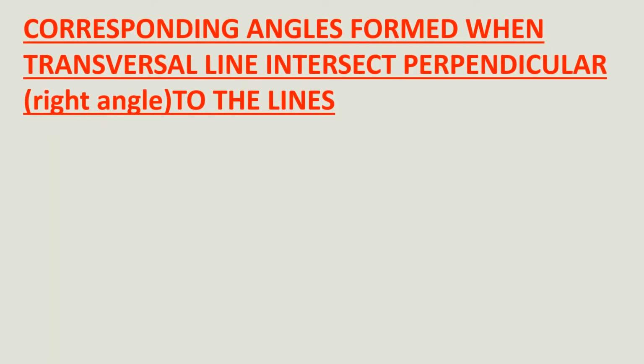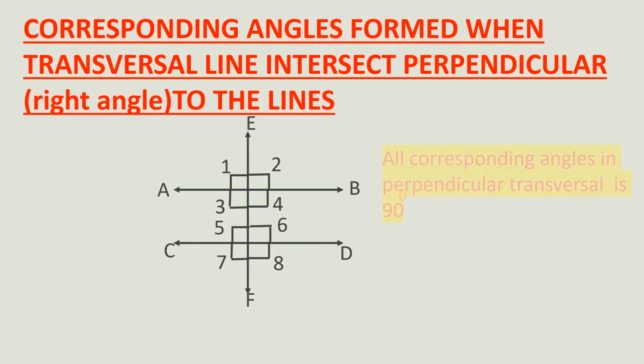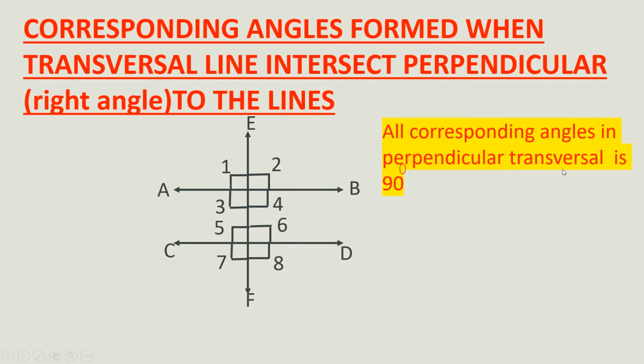Now let's see the properties of corresponding angles formed when transversal lines intersect perpendicular to the lines. Example, all corresponding angles in a perpendicular transversal are 90 degrees. Example, angle 1 and angle 5 are both 90 degrees. 2 and 6 are 90 degrees. 3, 7, and 4 and 8 are both 90 degrees.